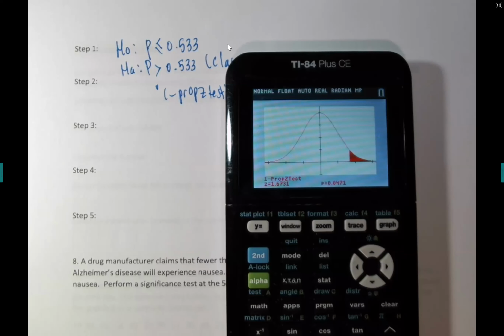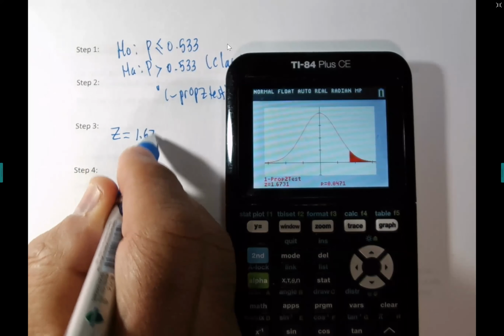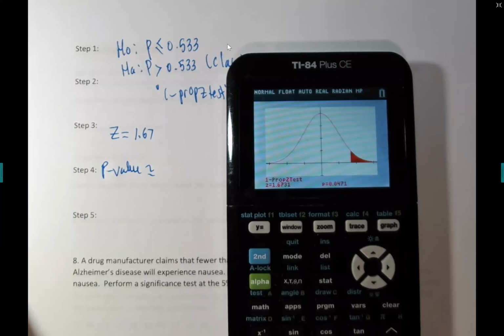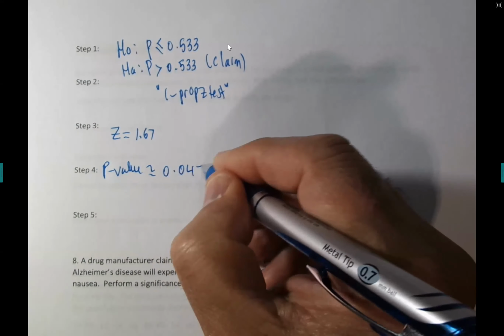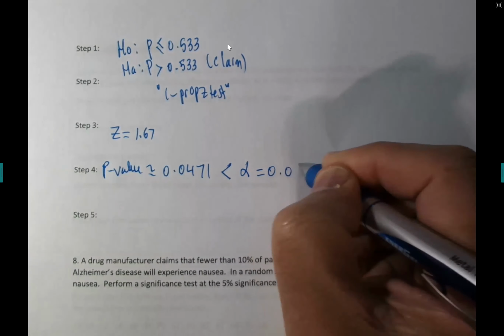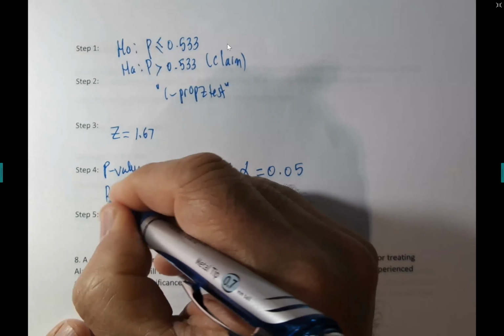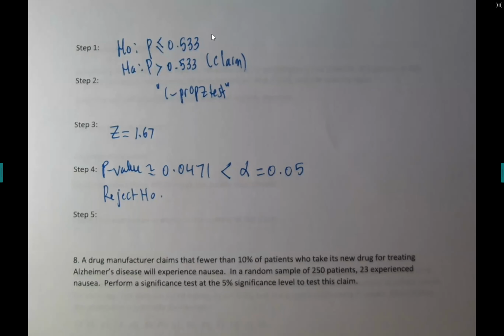So let's do, for example, a draw. Okay, so Z is 1.67. P-value is 0.0471. And we're using alpha 5%. So you guys agree with me that this is less than alpha, correct? And what's the decision, guys? Reject H0 or fail to reject H0? Reject H0. Don't mix them up. It's a reject H0. And let's write the conclusion.